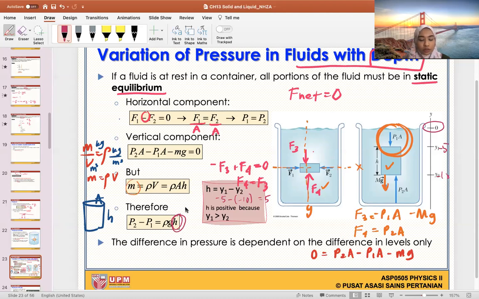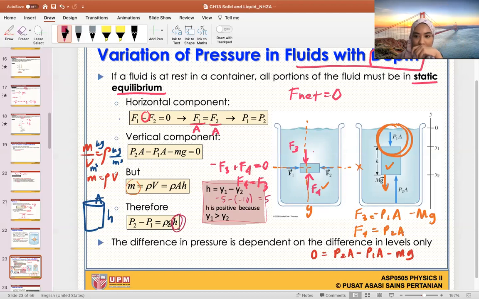Can you not use a negative value for this equation? Yes. Let's stick with the negative value first. Later we will talk about the positive value. Okay, so the important equation here: P2 minus P1 is rho g h, the difference in pressure of the top part with the bottom part is the difference in height.